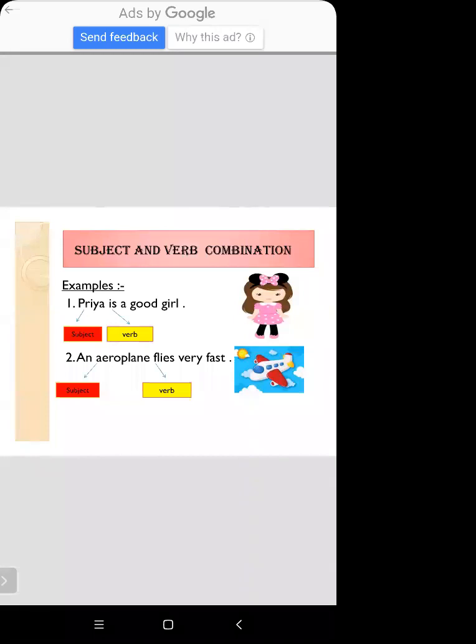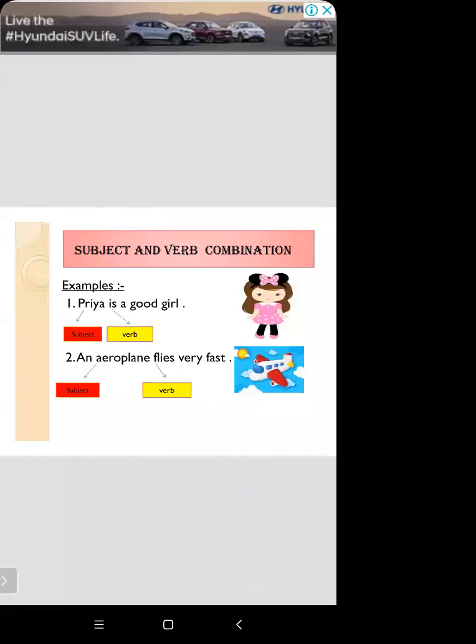इसमें जो flies है वो क्या है बेटा? Verb है. Okay, तो उड़ना. अब उड़ने का काम कौन कर रहा है? जो उड़ने का काम है वो एरोप्लेन कर रहा है. That means aeroplane is a subject in a sentence. Clear? So I hope you have clear the subject in this sentence.